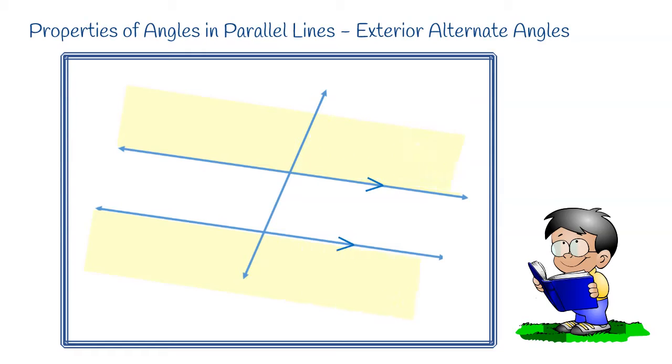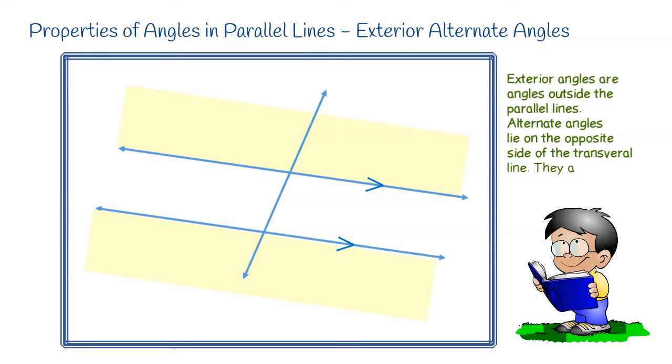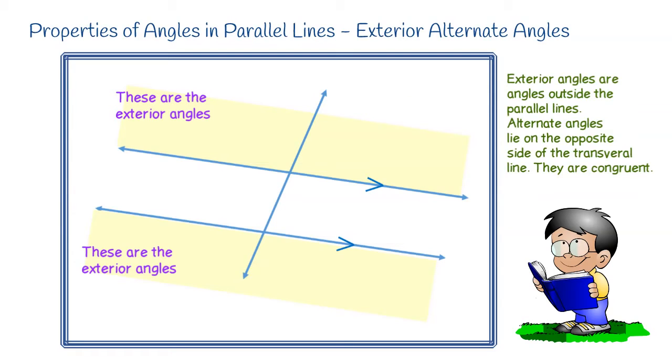Exterior alternate angles. Exterior angles are angles outside the parallel lines. Alternate angles lie on the opposite side of the transversal line. They are congruent. These are the exterior angles in the yellow.